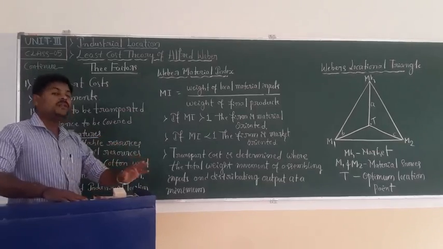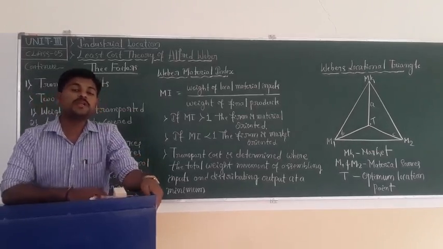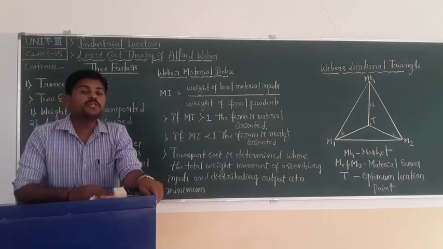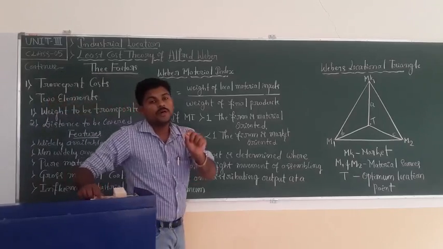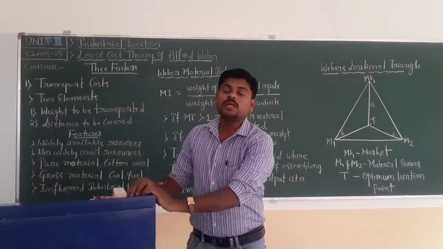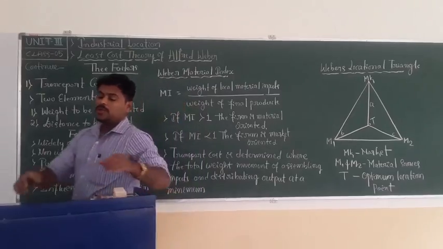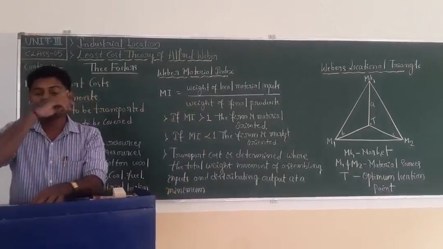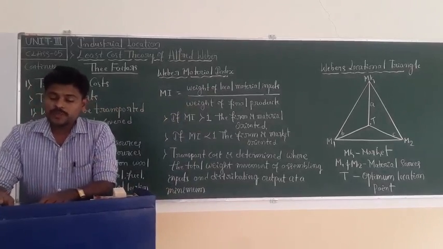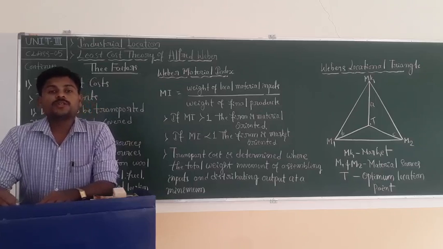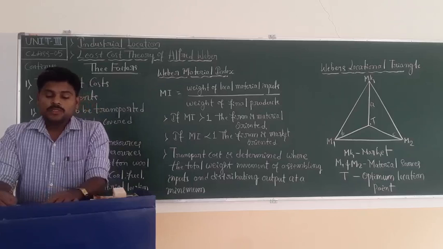And pure materials according to Alfred Weber. The materials are classified into two categories. The first one is pure material. Pure materials are cotton and wool. Gross materials are coal, mineral resources, and ore.